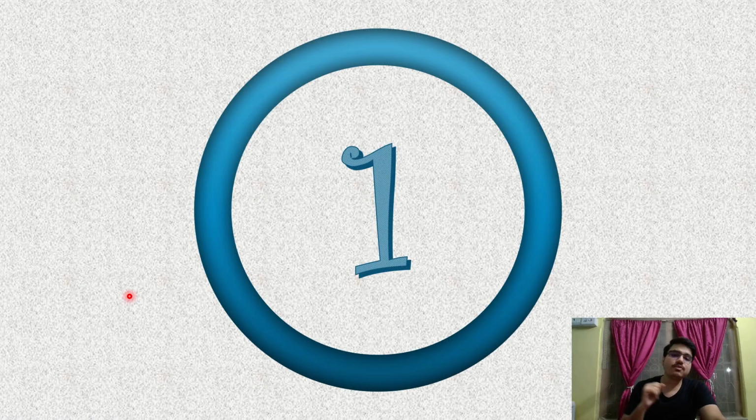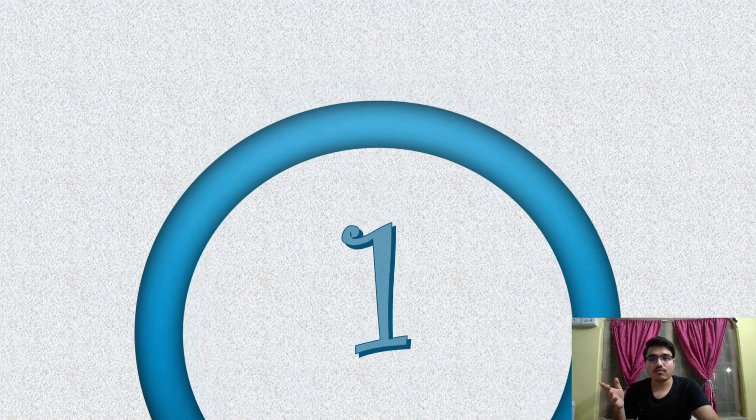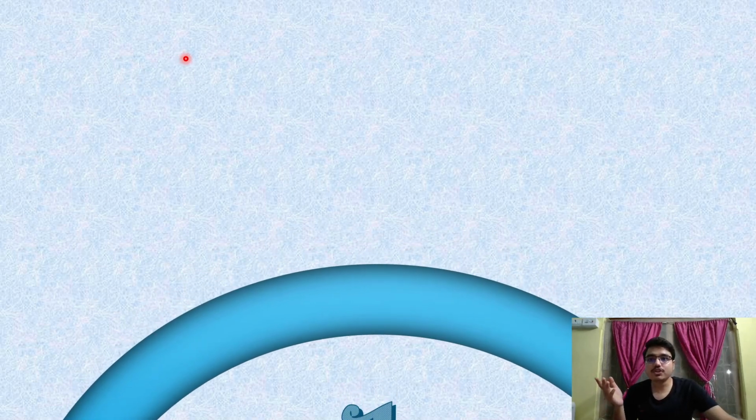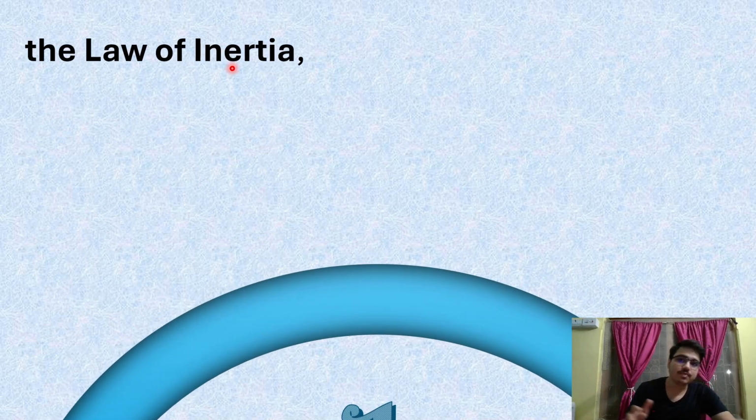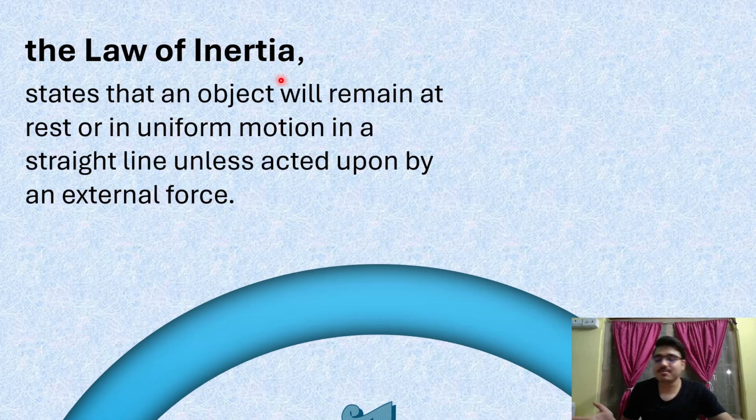Well, let's jump into the first law. The first law is also called the law of inertia. Inertia comes from a Latin word which means lazy or sluggish. The law states that an object will remain at rest or in uniform motion in a straight line unless acted upon by an external force.